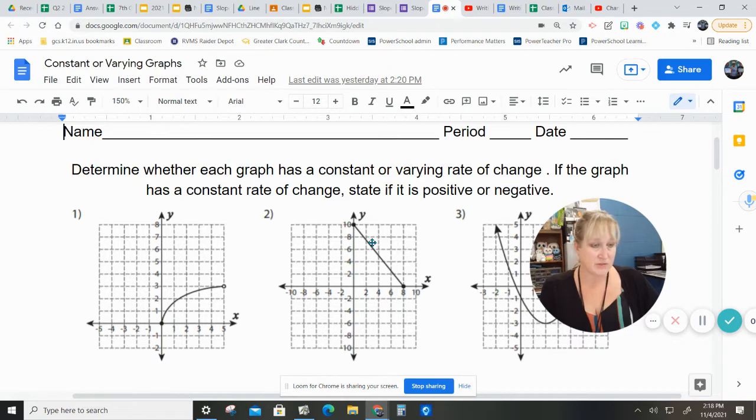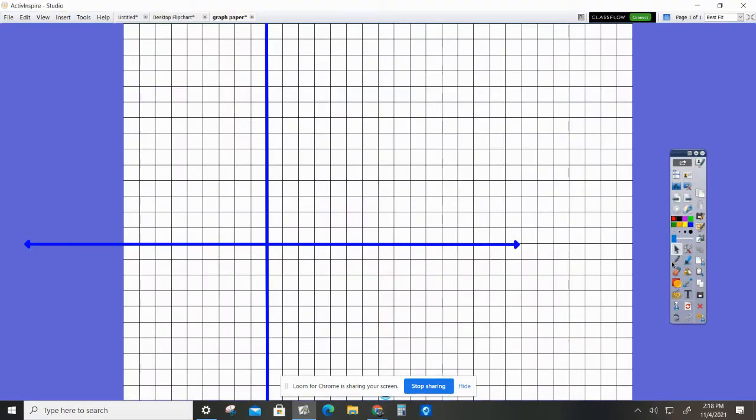So let's see if I can figure out how to do this. Sorry.